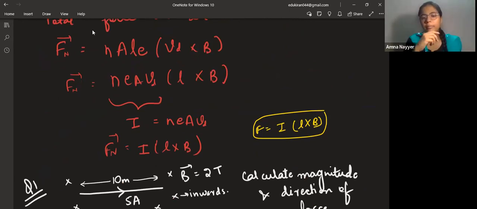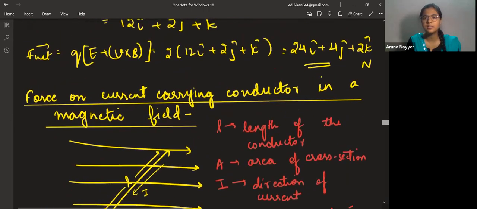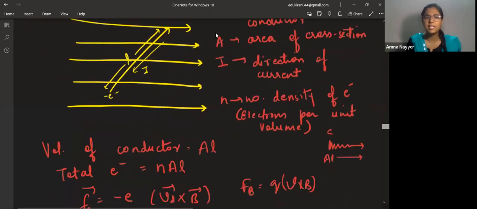This is also magnetic force for a conductor, if a conductor is there. So force between two parallel conductors is also there. Force between the conductors is also there. Just make this heading, force on current carrying conductor, and write this. This is force on current carrying conductor.